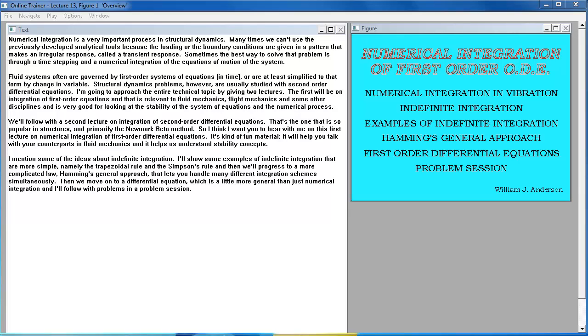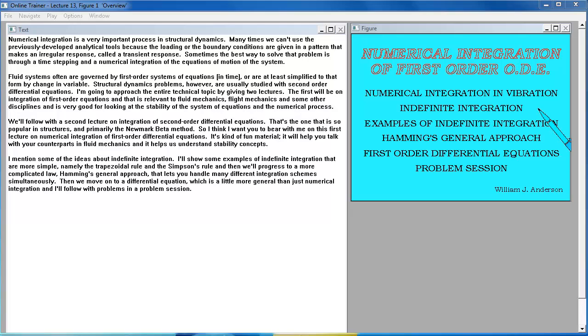So I want you to bear with me on this first lecture on numerical integration of first-order differential equations. It's kind of fun material. It will help you talk with your counterparts in fluid mechanics, and it helps us understand stability concepts.